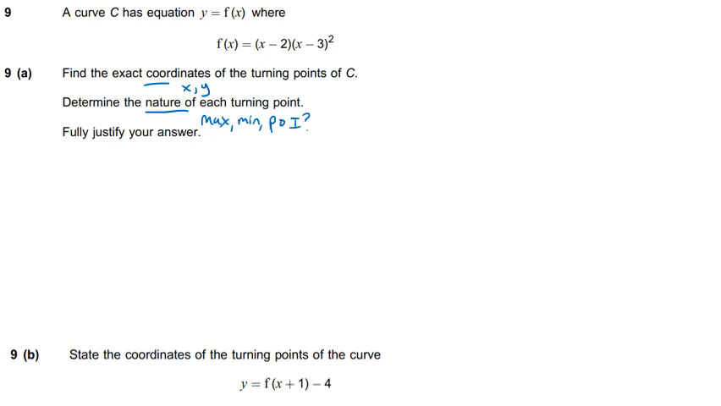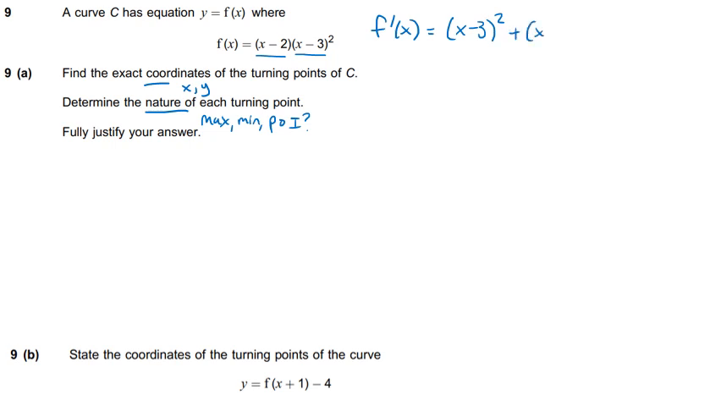Right, how do we find turning points? Well, we know a turning point is where the gradient is 0, so we need to differentiate this function. And how can I do that? Well, I would not recommend multiplying everything out. Just use the product rule. So we've got x minus 2 multiplied by (x minus 3) squared. So the product rule tells us to differentiate one part and leave the rest alone. So if I differentiate x minus 2, I just get 1. So I get 1 multiplied by (x minus 3) squared.